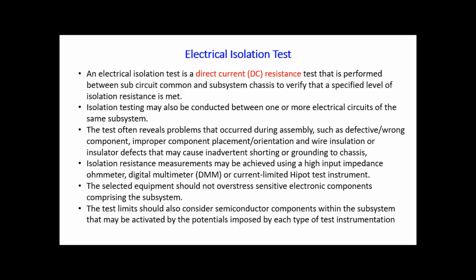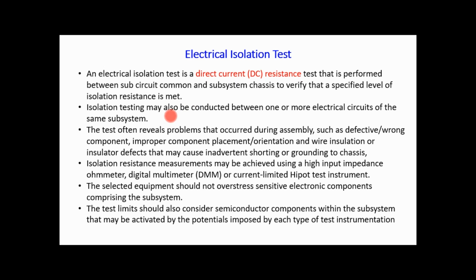So this is the electrical isolation test, one of the activities to isolate the work which is going to be done or which needs the work permit. There is a test, the direct current resistance test, performed between the sub-circuit common and subsystem chassis to verify that a specified level of isolation resistance is met. Normally, when we are talking about the Electricity Act, electricity rules, etc., they require less than 1 ohm resistance, and in this test we are going to test these resistances so that we can have the idea that we can work on this platform in a safer way.